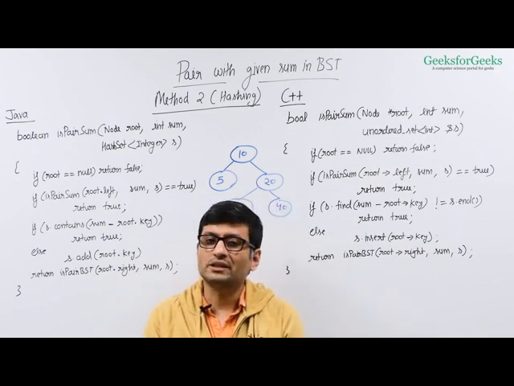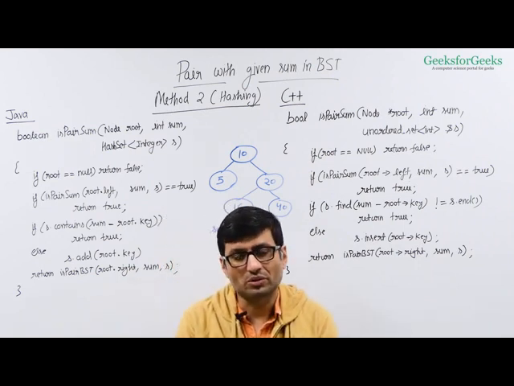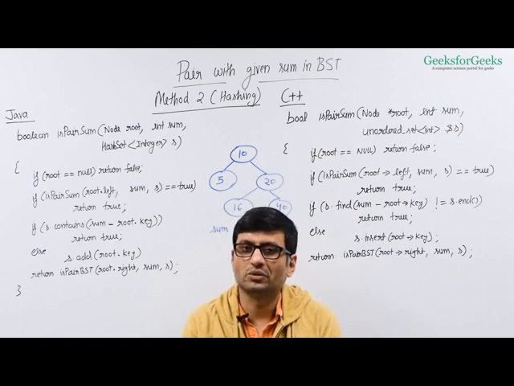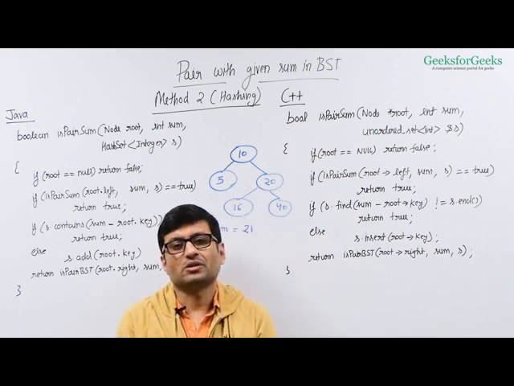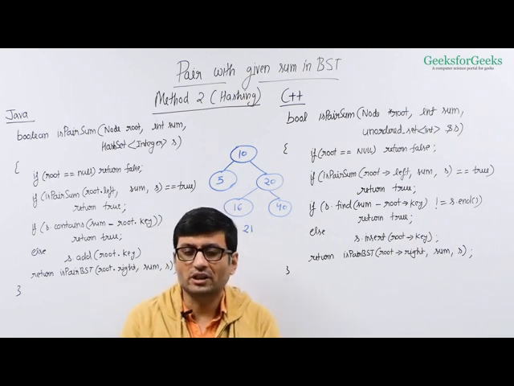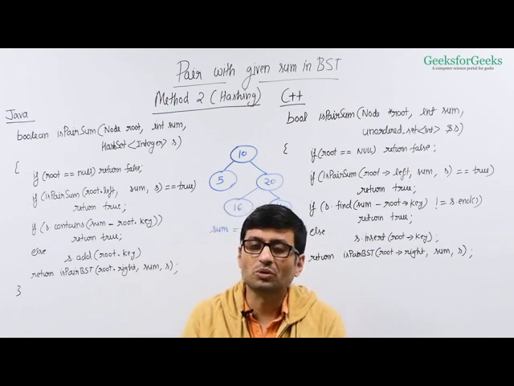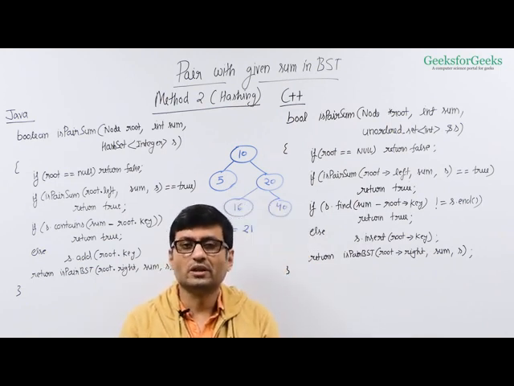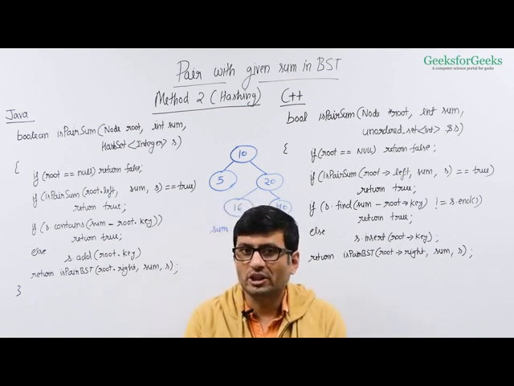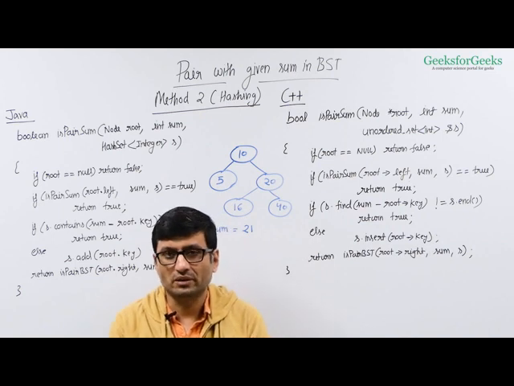If sum minus current node is already present in the hash table, then you return true. If not present, then you insert the current node. After that, you check for the right subtree. So if you find a pair in the right subtree, then you return true. If you do not find a pair in the right subtree, then you return false. Please note that you will come to the right subtree call only if the pair is not present in the left subtree and the current node also does not form a pair.